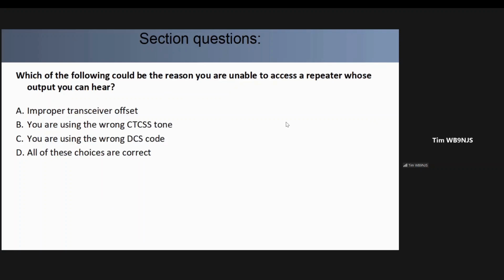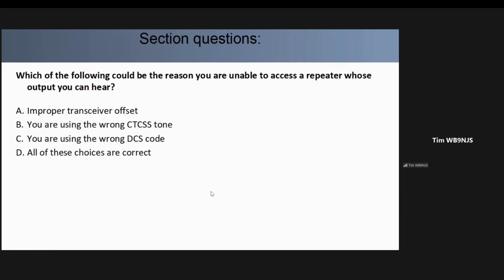So, which of the following could be a reason you're unable to access a repeater whose output you can hear? So you can hear the repeater coming up, but you can't seem to bring it up. You can't open it or get into it or talk on it. So what could be a reason for that? Is it the improper transceiver offset, or that you're using the wrong CTCSS code, or tone, or the wrong DCS, a digital code? Well, any of those three could cause you to not be able to access the repeater.